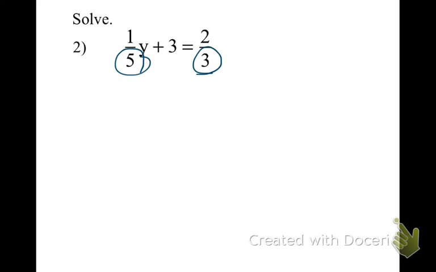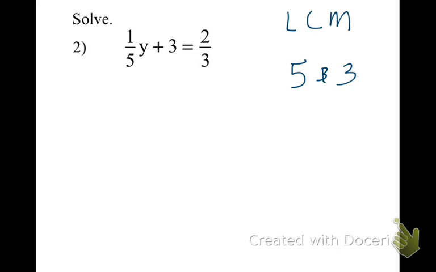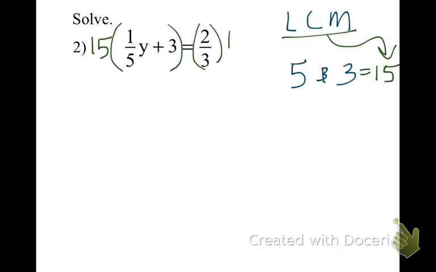Now how are we going to do this? Well, I'm going to find the least common multiple between 5 and 3. So we look at 5 and 3. Do they have anything in common? No, they do not. So we can just multiply them together. 5 times 3 gives me 15. So I know my least common multiple is 15. So what I'm going to do is multiply this side by 15 and this side by 15.